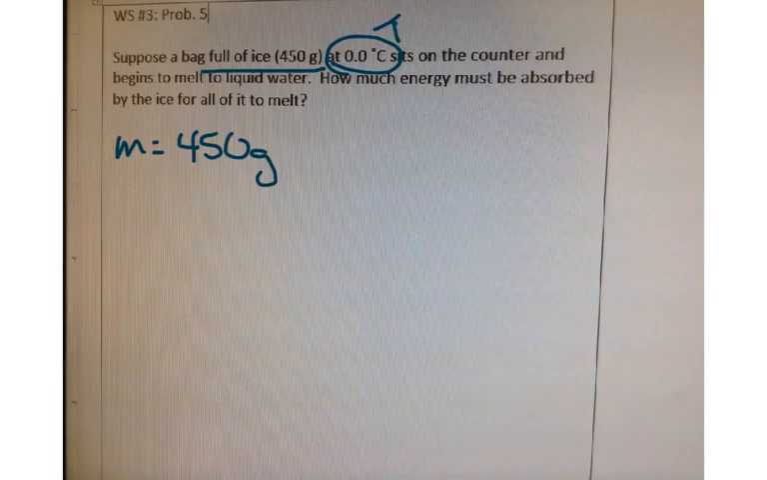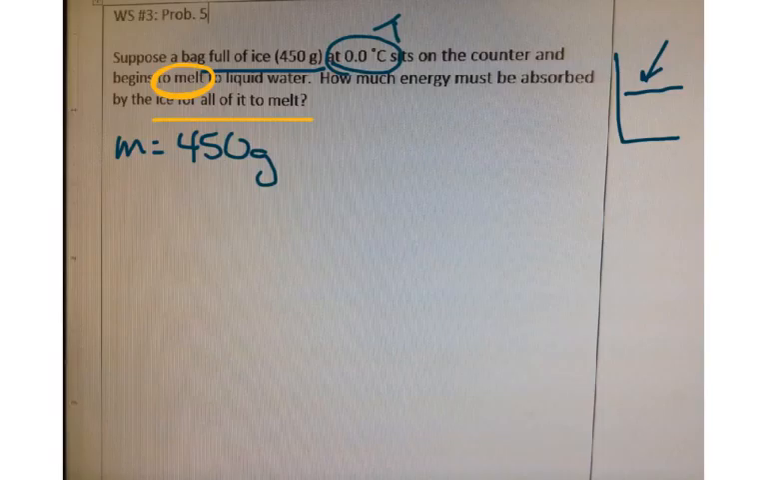Sits on a counter and begins to melt. So here's the key word, it's melting to liquid water. How much energy must be absorbed for all the ice to melt? So I think about the graph that I'm going to need to be using, and I know that it's melting, so it's undergoing a phase change, which means that it has no temperature change. So this is the graph that I'm going to need to use.